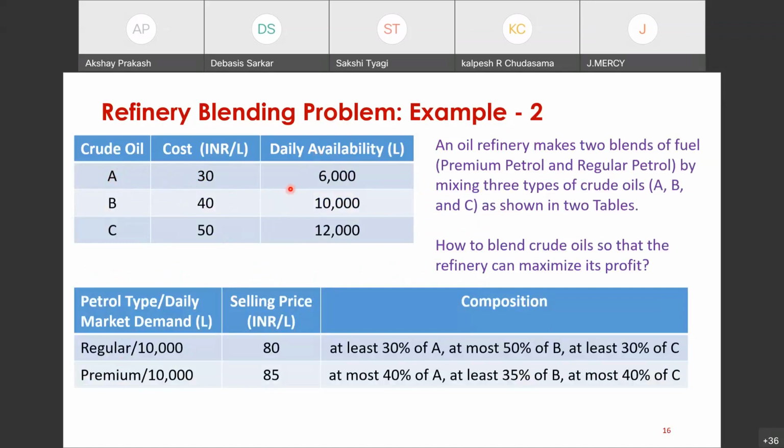Okay. So X1 amount of crude A for regular petrol and X4 amount of crude A for premium petrol.